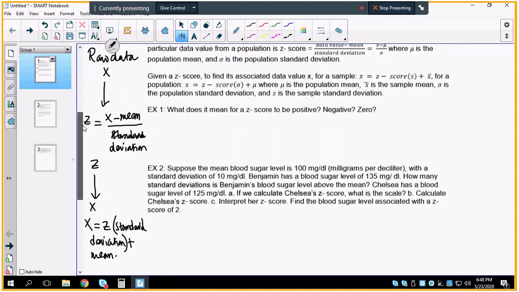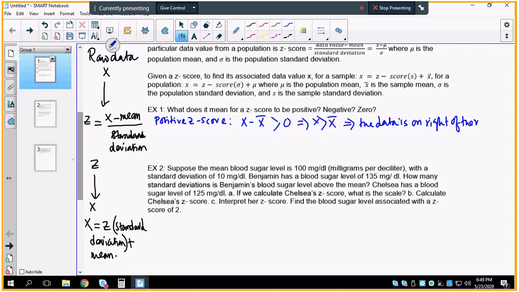Our example 1 is asking us, what does it mean for a z-score to be positive, negative, or 0? So positive z-score. It means what? It means x minus x bar is greater than 0. Means x is greater than x bar, means the data is on the right hand side of the mean, or the data is greater than the mean.